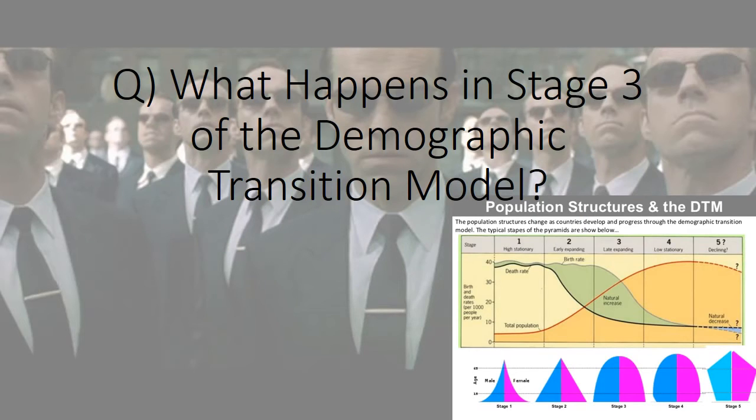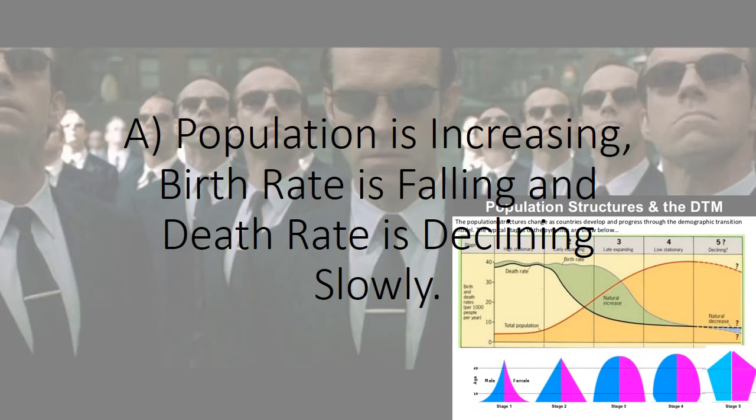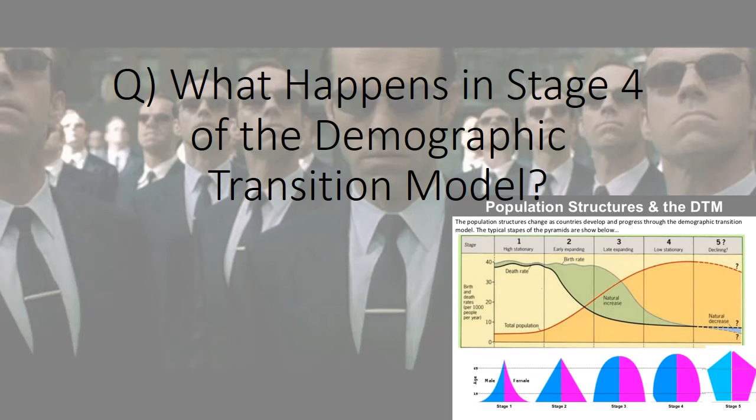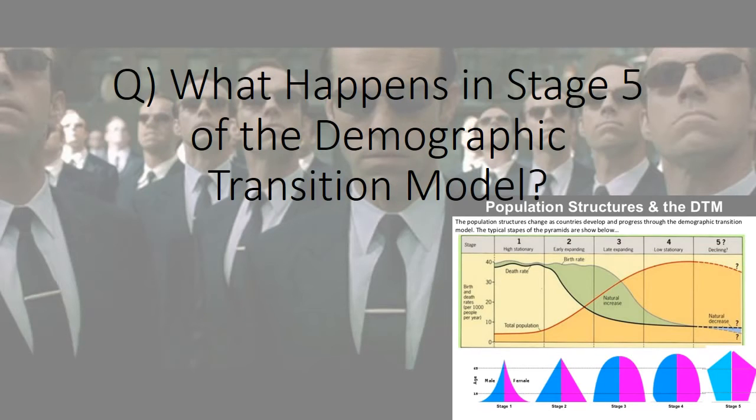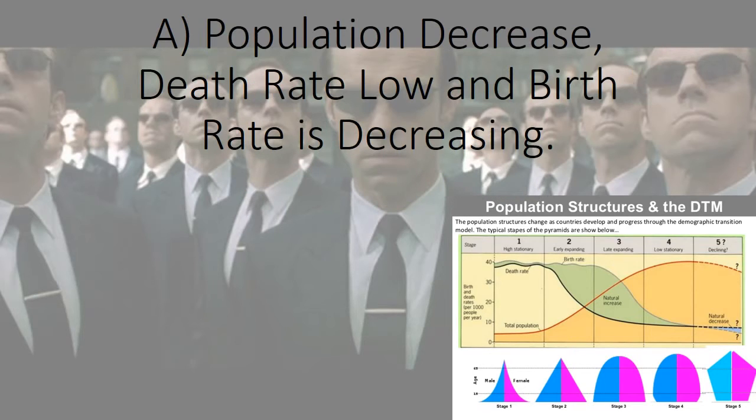What happens in stage 3 of the demographic transition model? Population is increasing, birth rate is falling, and death rate is declining slowly. What happens in stage 4? No population growth, death rate and birth rate is low. What happens in stage 5? Population decrease, death rate low, and birth rate is decreasing.